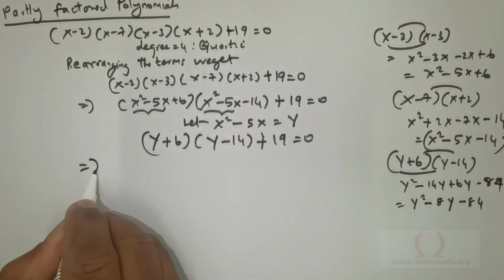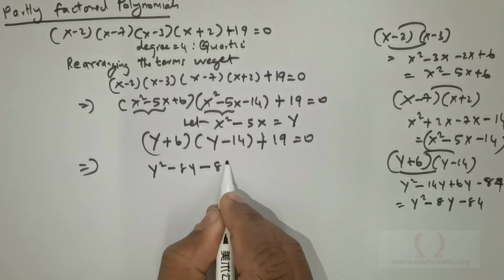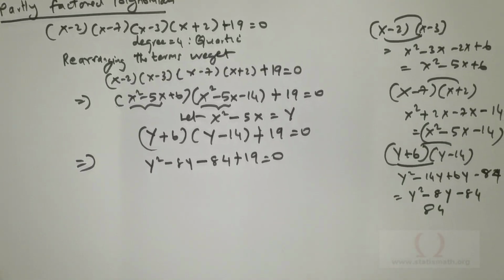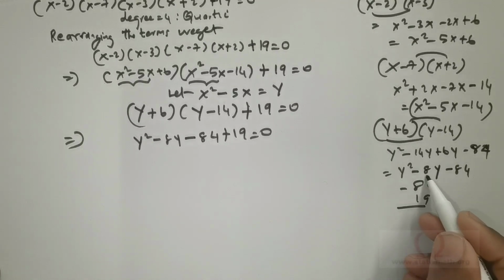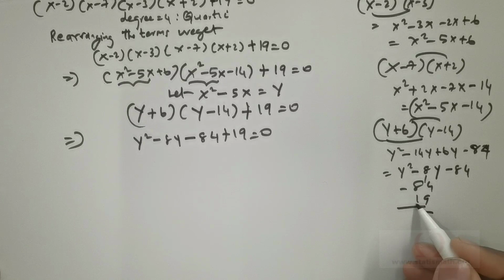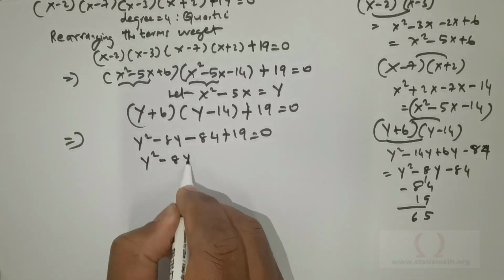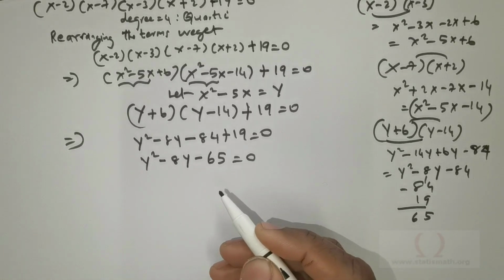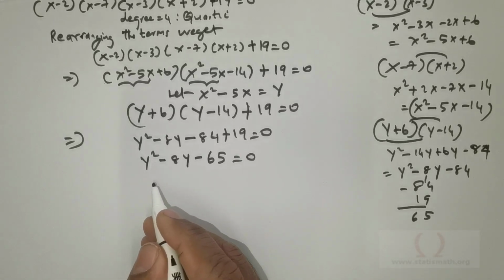So y squared - 8y - 84 + 19 is equal to 0. Now -84 added with 19 gives me -65. So y squared - 8y - 65 is equal to 0. Now I have to solve this, and I can use the quadratic formula to solve it.